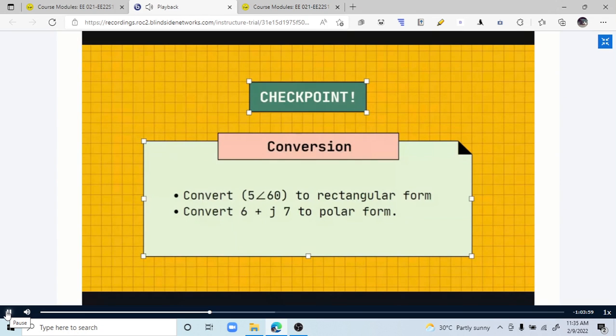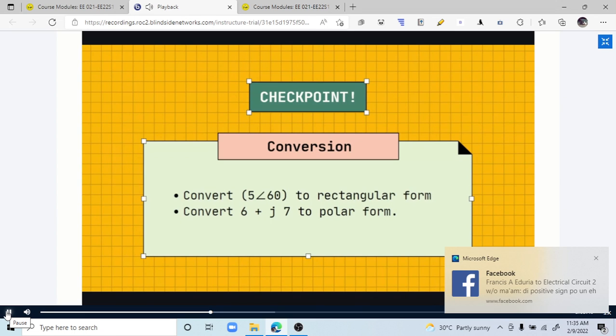So that means that your polar form is already on your rectangular form, just by pressing the equal. Why is that? Because the default mode of your calculators is that your answers will always be in rectangular form.